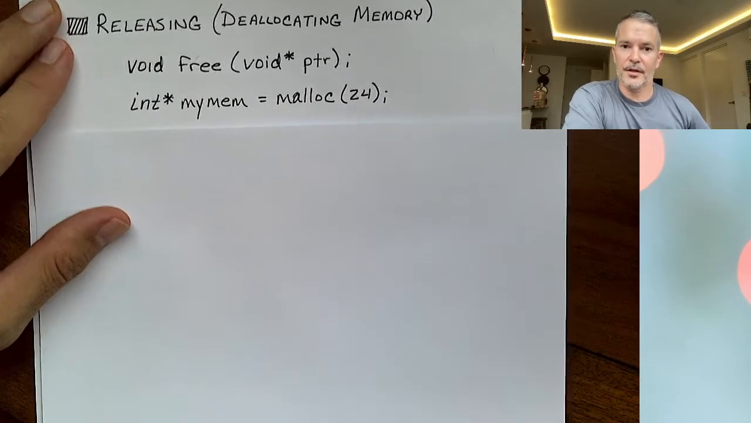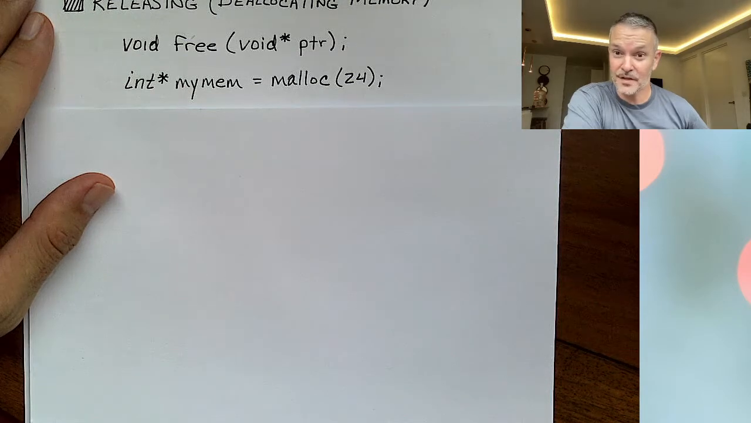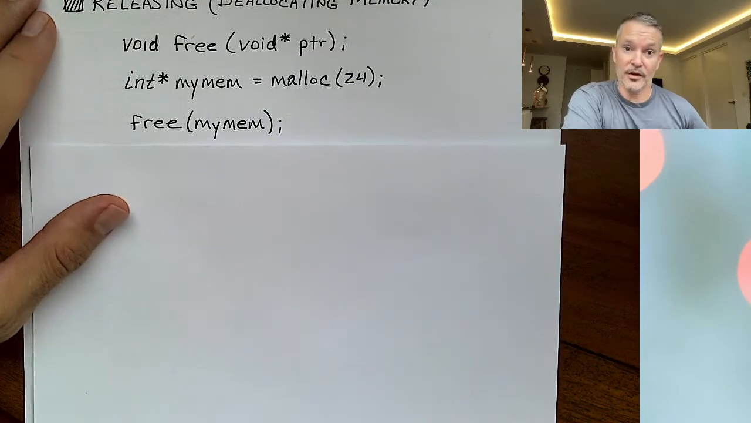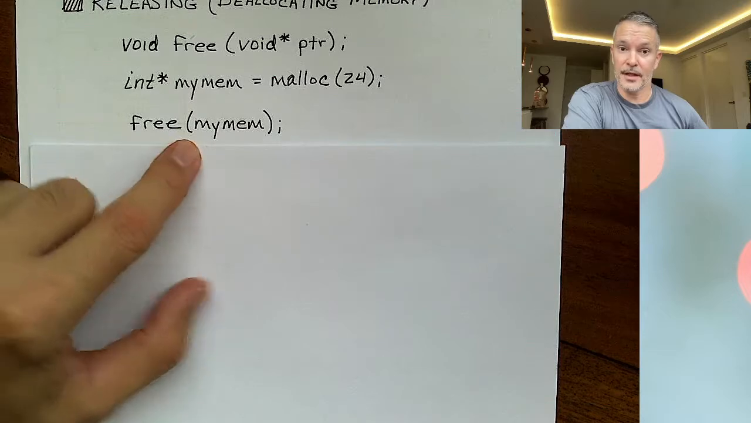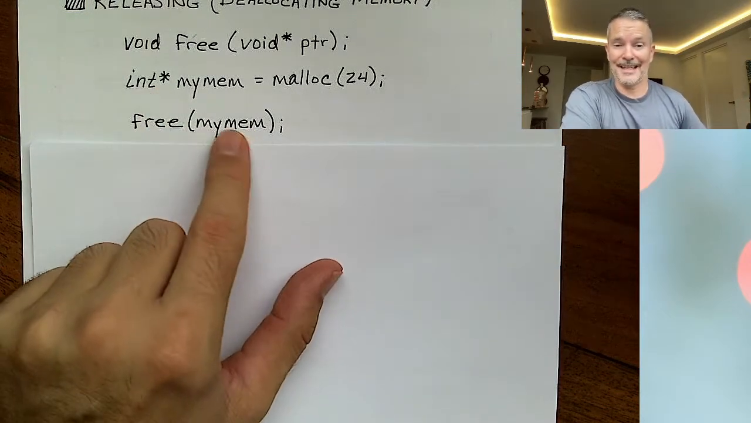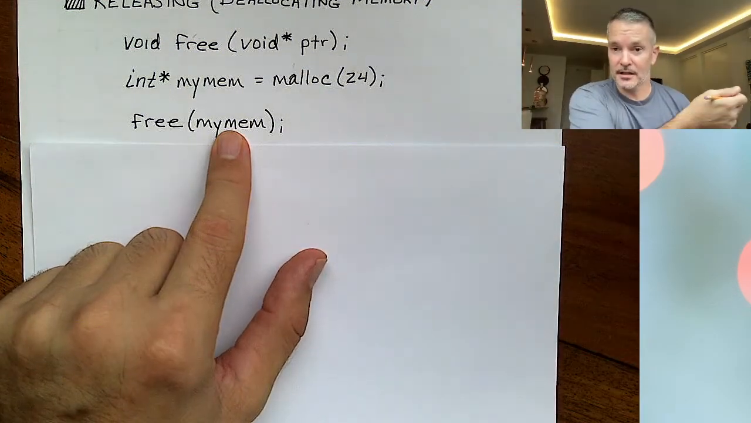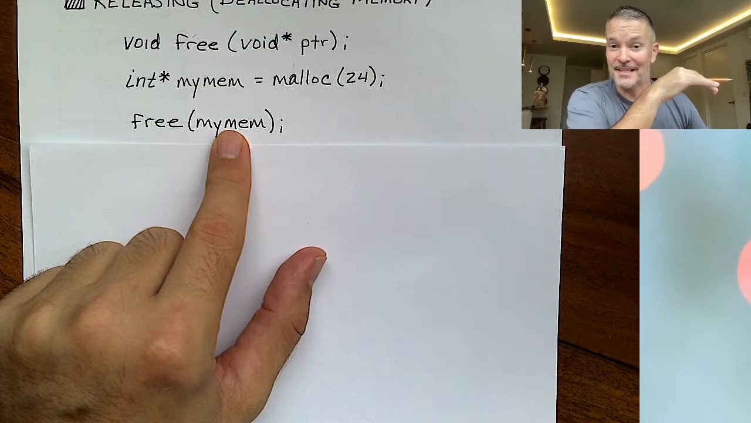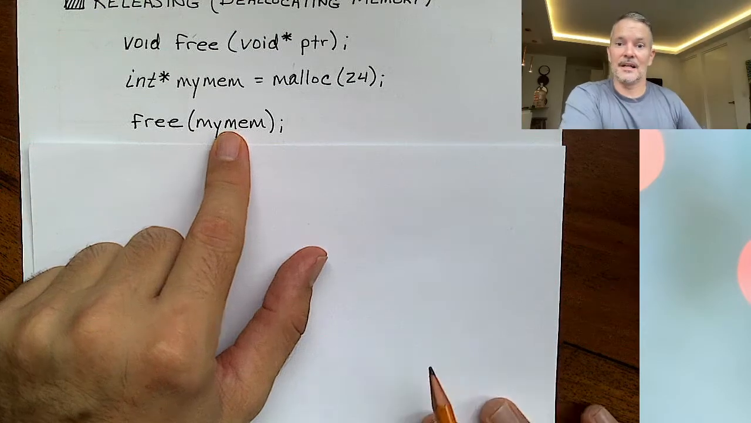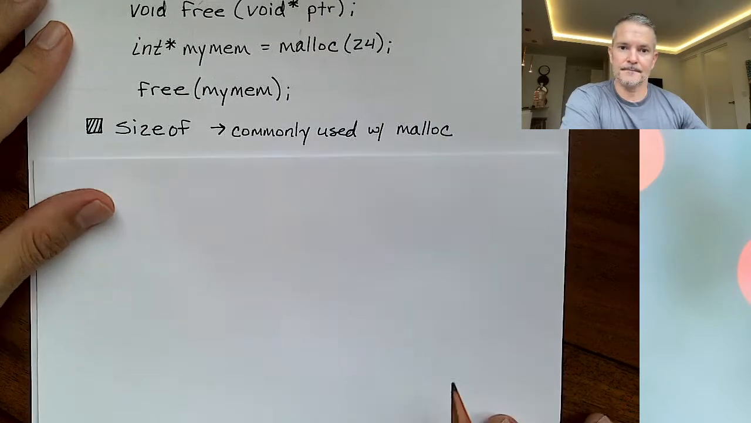So a quick example here, I define a variable called myMemory, which is an integer pointer that will point to an allocated area of 24 bytes. Then later in my code, I can simply call free(myMem). This integer star pointer will get downcasted into a void star pointer automatically. You don't have to manually cast it. And the running program, the memory manager, will free that memory.